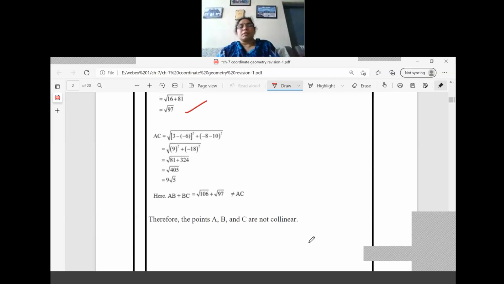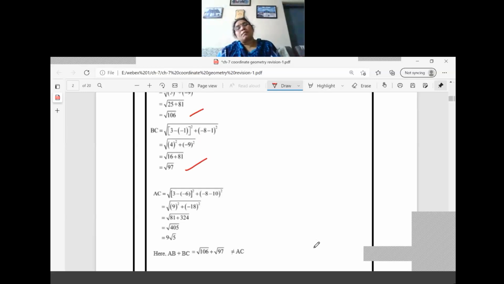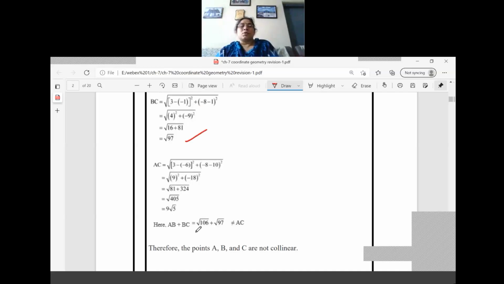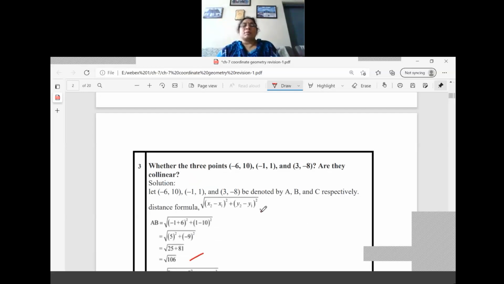Here, what is the question? We should think approximately. Otherwise, we should solve, we should find the square root of that one, then only. So AB plus BC is not equal to AC. So they are not collinear only. Same rule only. Collinear means the sum of the two sides is equal to the third one. Then we can say that it is collinear.